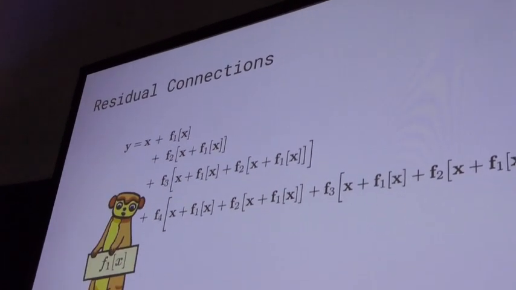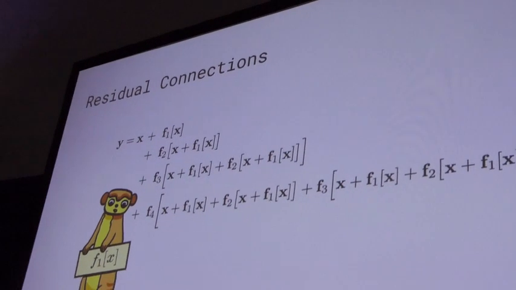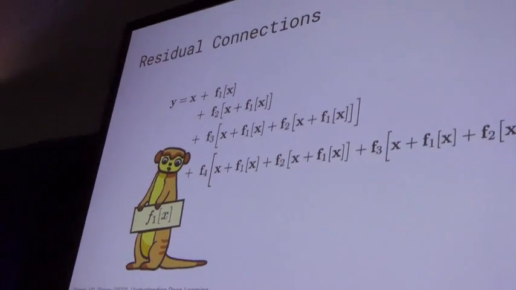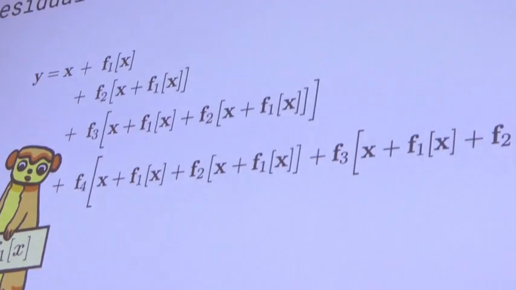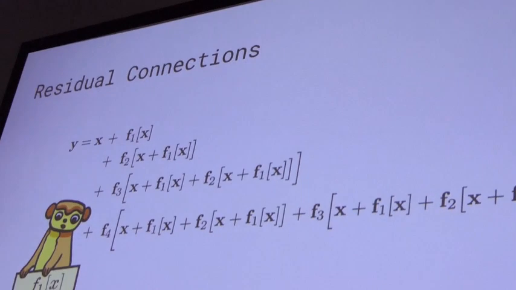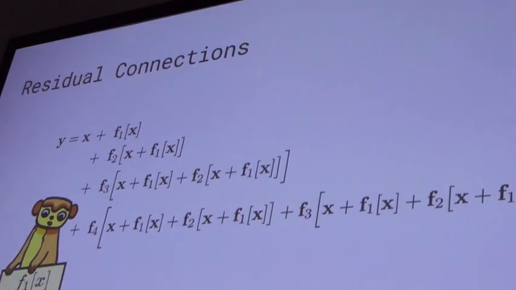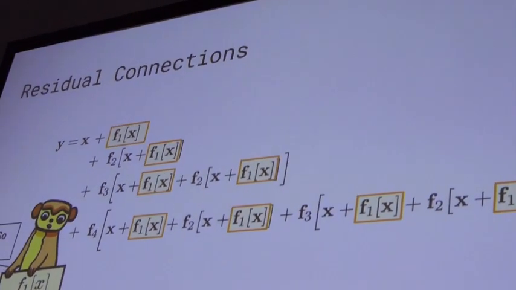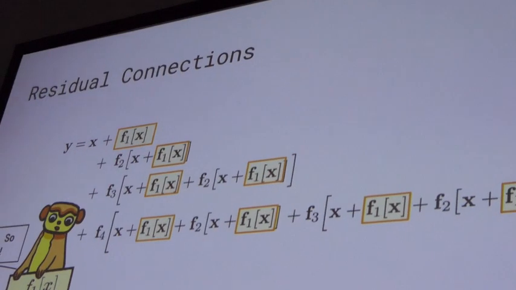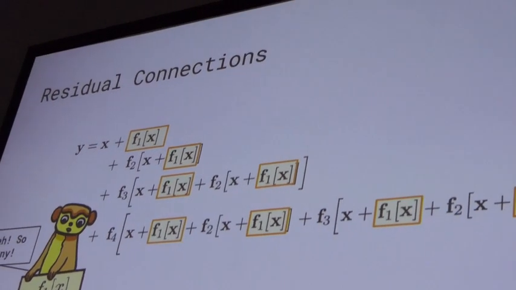Let's take a brief moment and try to find all occurrences of f1 of x. Does anyone have an answer for how many occurrences we have here? We actually have, I think, 7. Oh, I counted wrong, sorry. Yeah, so we actually have 8 of them.